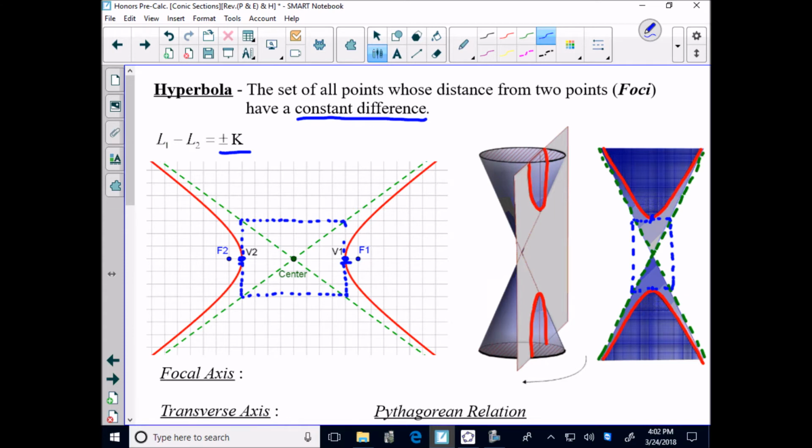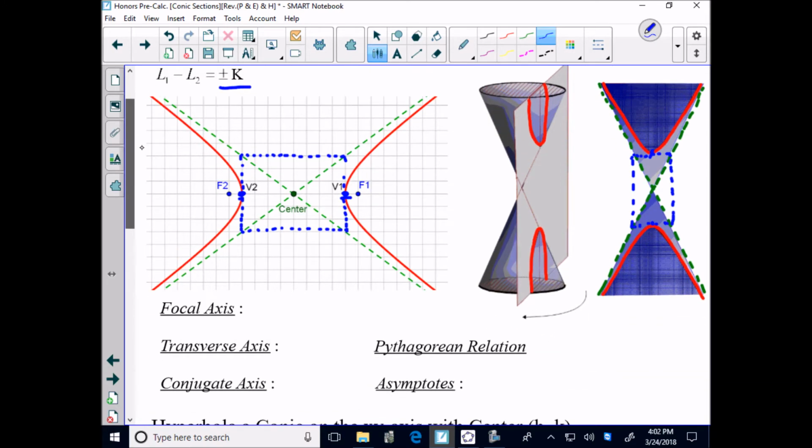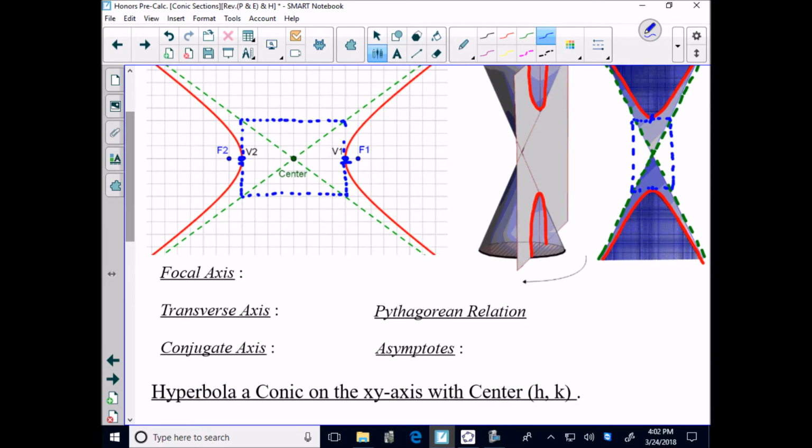Now we're going to define the lengths that define this box as axes of the hyperbola. We're going to say that the transverse axis is the distance between the two vertices, and that's going to be this length right here, 2a. So that transverse axis is 2a. And we're going to say that the conjugate axis is basically the width of the conic where the cut of the conic section begins.